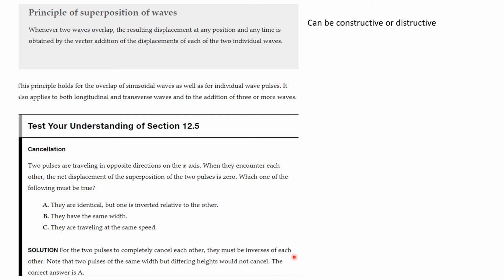Well, for the two pulses to completely cancel each other out, they must be inverses of each other. Note the two pulses of the same width but differing heights would not cancel. The correct answer to this problem is A. They are identical, but one is inverted relative to the other.